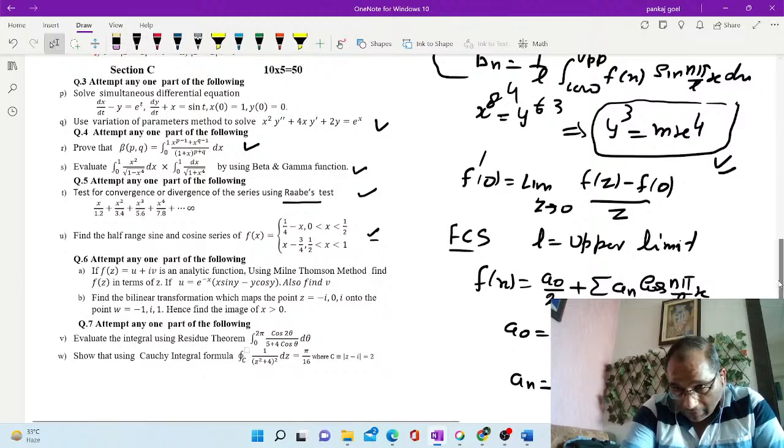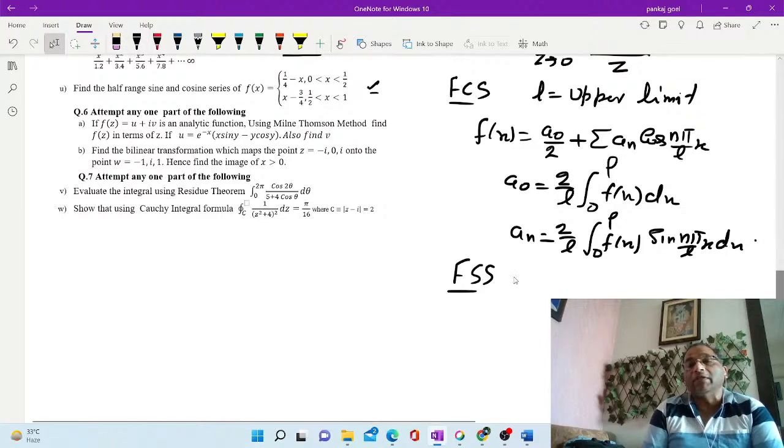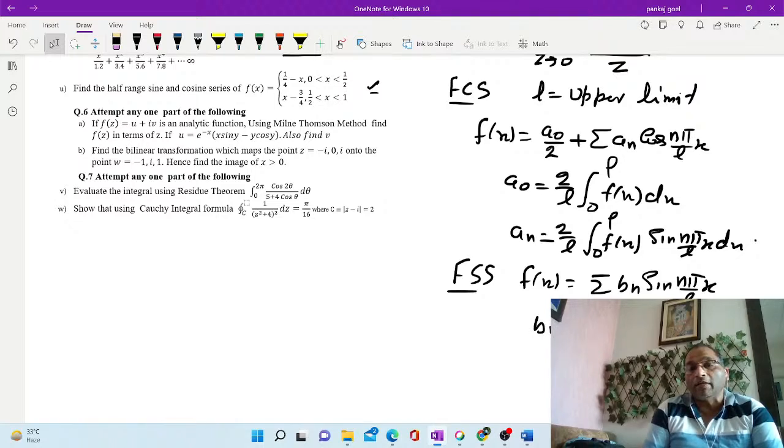Similarly, you can use the Fourier sine series. In the Fourier sine series, only the one term is there. f(x) equal to sigma bn sin(n pi x upon L), where bn is defined as 2 upon L, integral 0 to L, f(x) sin(n pi x upon L) dx, like this.